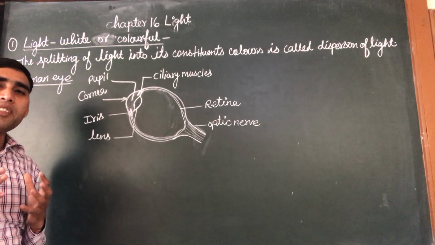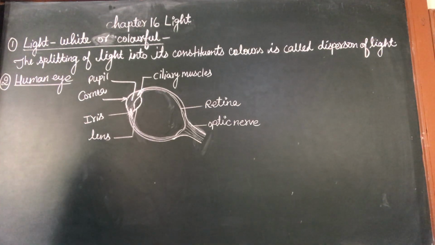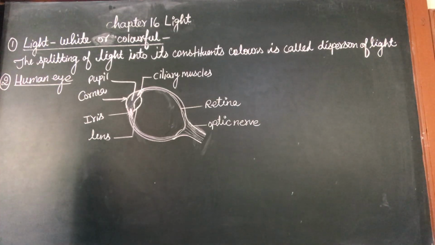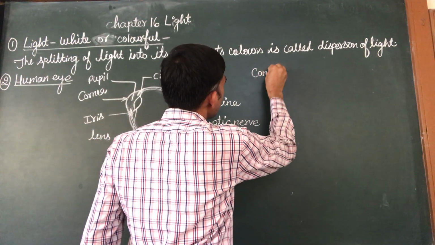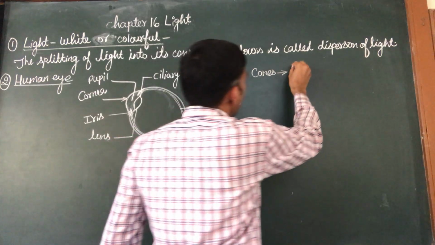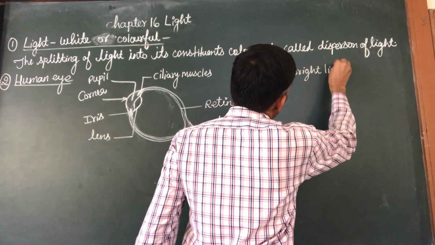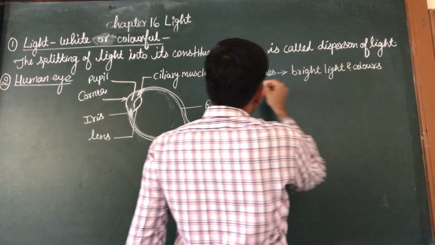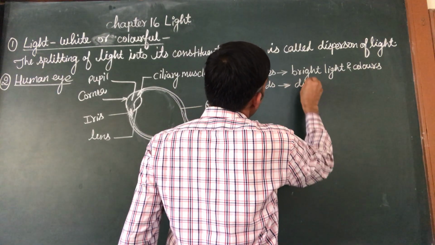This retina acts as a screen. On the retina, the image of an object is formed. On the retina, different types of cells are present. These are called rod cells and cone cells. Cone cells are sensitive to bright light and colors, and the rod cells are sensitive to dim light.